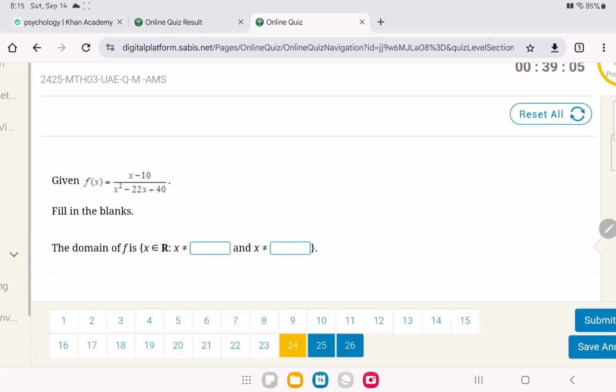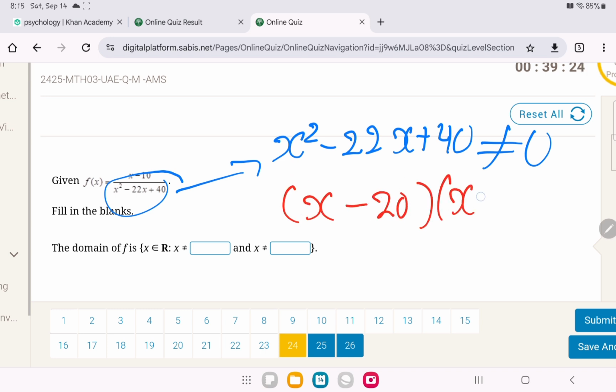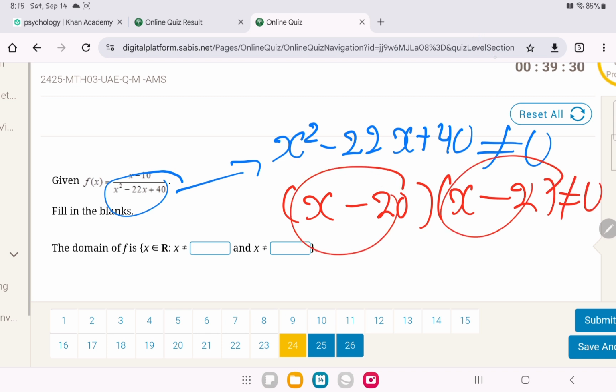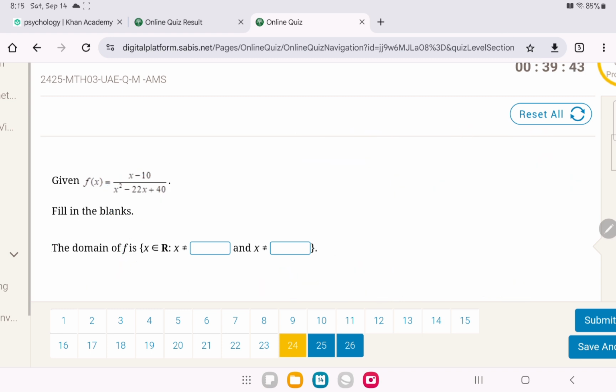Question number 24. They need the domain of f. So also we have x squared minus 22x plus 40 in the denominator, and the denominator cannot be equal to 0. So what do we do? We factor it. I will leave that for you guys. So then it becomes x minus 20 times x minus 2 is different than 0. Then you take each one and make it different than 0. So now we have x different than 20 and x different than 2. So the domain of f is all real numbers except 20 and 2.